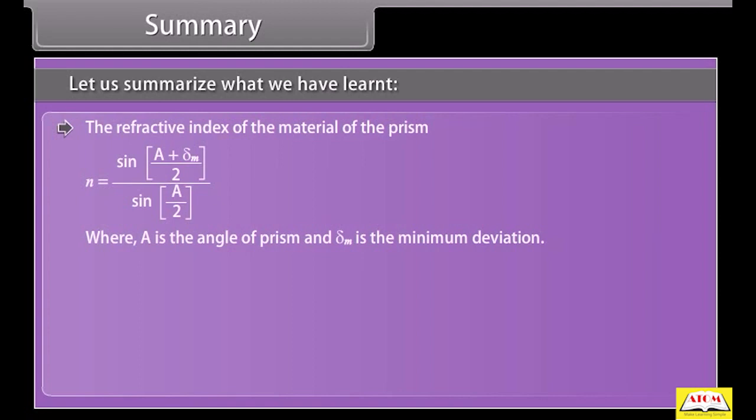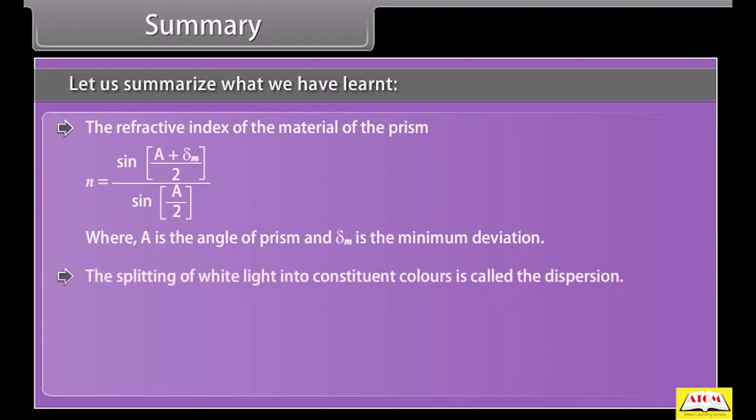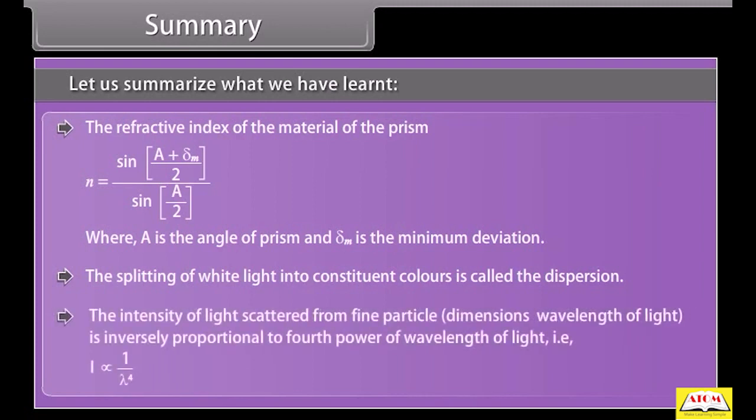The refractive index of the material of the prism, n is equal to sine of (A plus delta minimum) by 2 divided by sine of A by 2, where A is the angle of prism and delta m is the minimum deviation. The splitting of white light into constituent colors is called the dispersion. The intensity of light scattered from fine particles, dimensions less than the wavelength of light, is inversely proportional to fourth power of wavelength of light, that is, I is directly proportional to 1 upon lambda raised to the power 4.